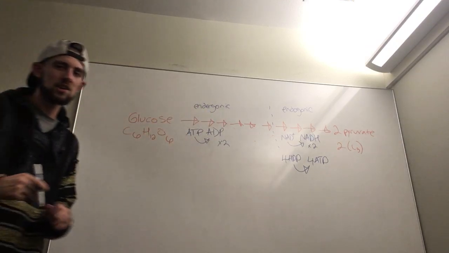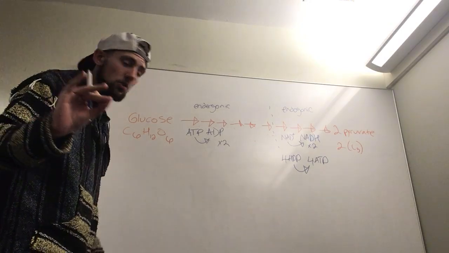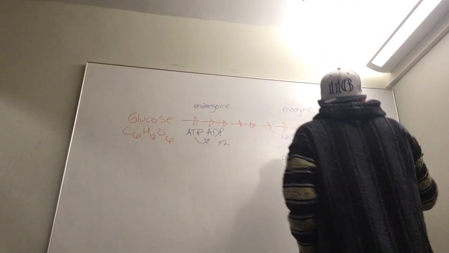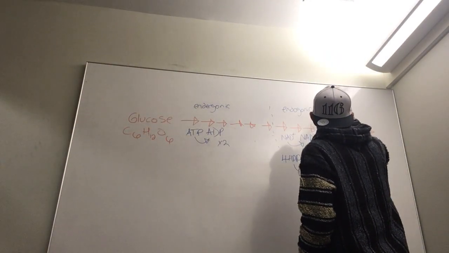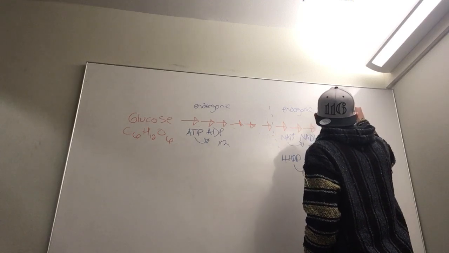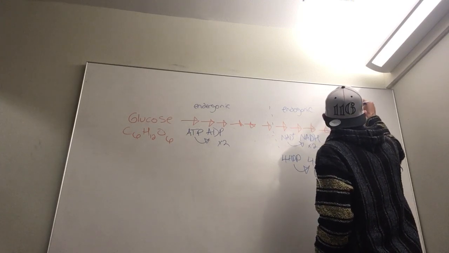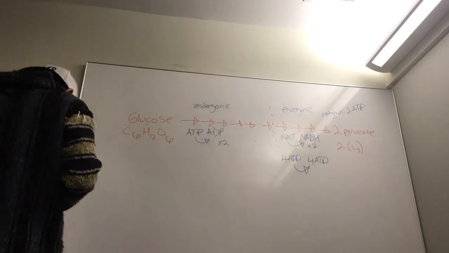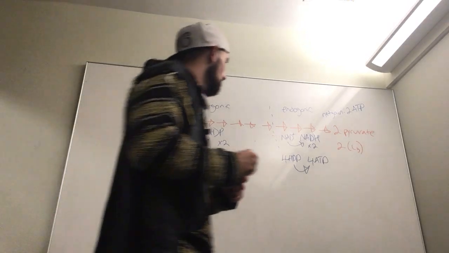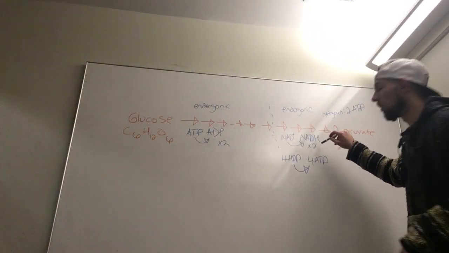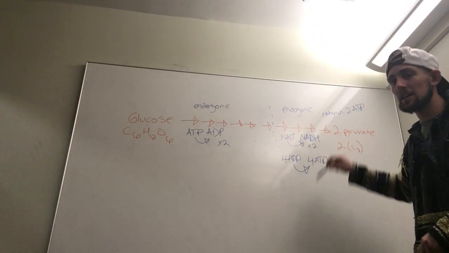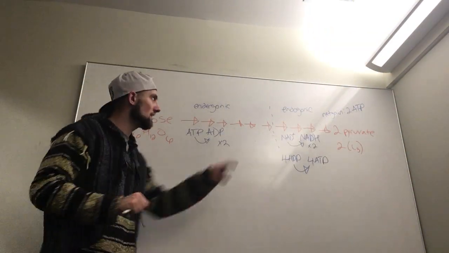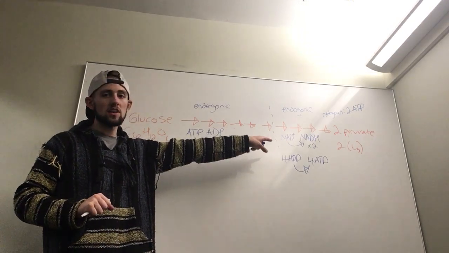So really, you're just going to have a net gain, and I want you to remember this, a net gain of 2 ATP. Okay, a net gain of 2 ATP from glycolysis. Also, you're going to have a net gain of 2 NADH. So we've just gained 2 ATP and we've gained 2 NADH.